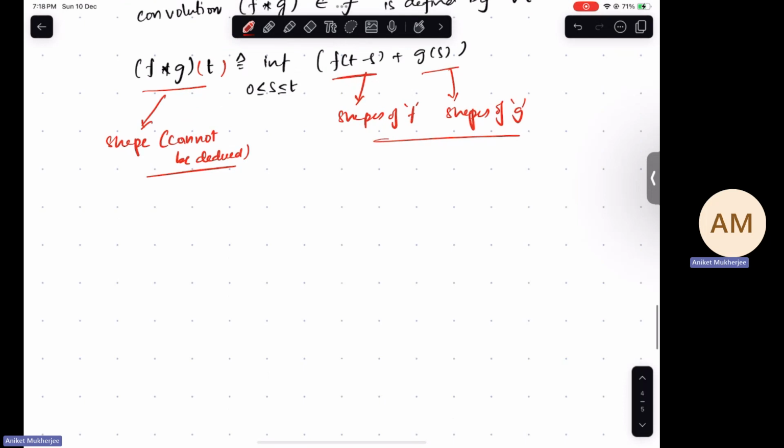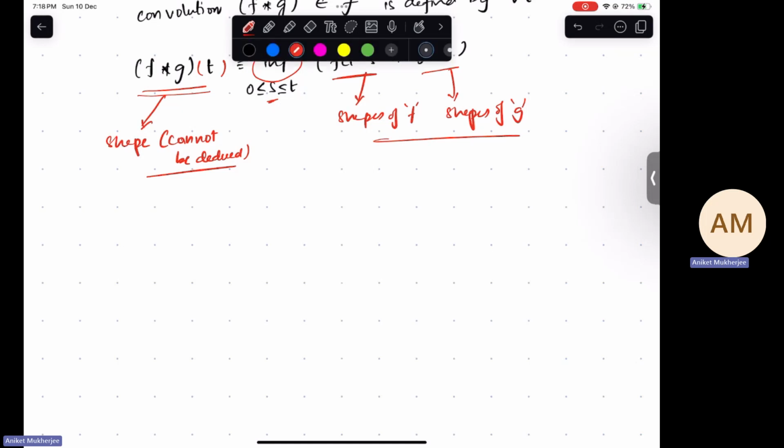Infimum, here we have used infimum. Infimum and minimum are not the same. What it means is there might not always exist an s such that f convolution g of t is equal to f of t minus s plus g of s. We will discuss in what cases the infimum does not exist and in what cases the minimum is achieved. If infimum is achieved, then we can say that there is a minimum. There might be cases where infimum is not achieved. We will look into it in the later chapters. But for now, we'll start with some properties of convolution.